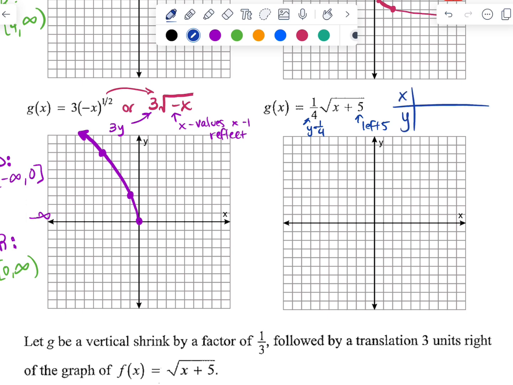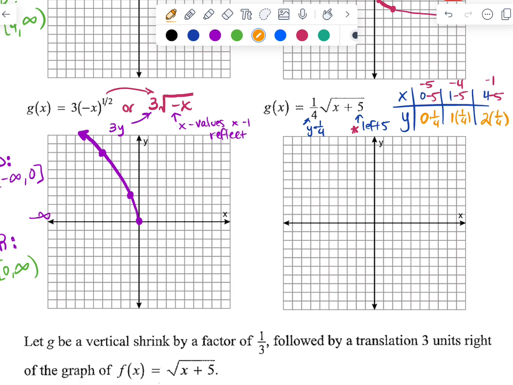So if normally I had 0, 1, and I'm just going to go 4, those 3, I'm going to subtract 5 from each of those numbers. That'll be my left 5. So now I'm at -5, -4, and -1. And then normally I have 0, 1, and 2. I'm going to multiply each of those by 1/4.